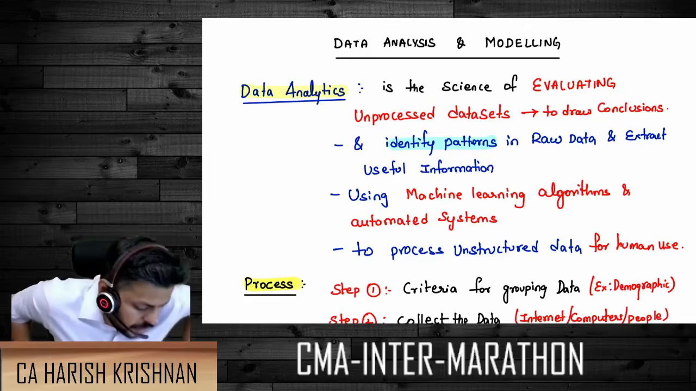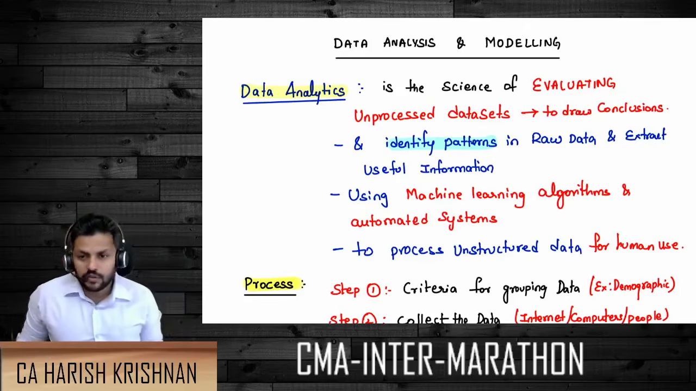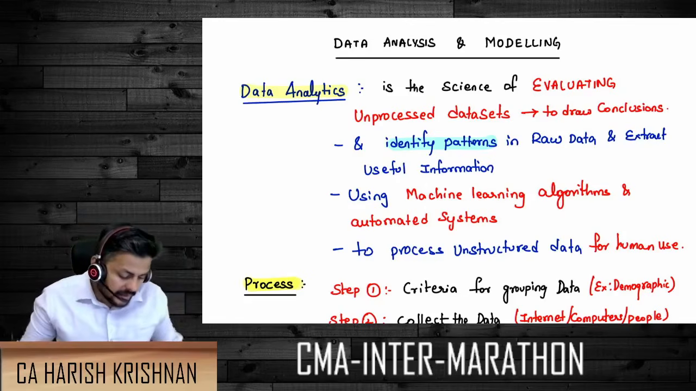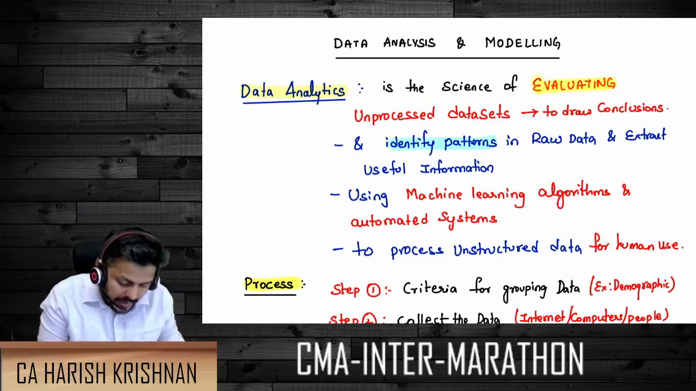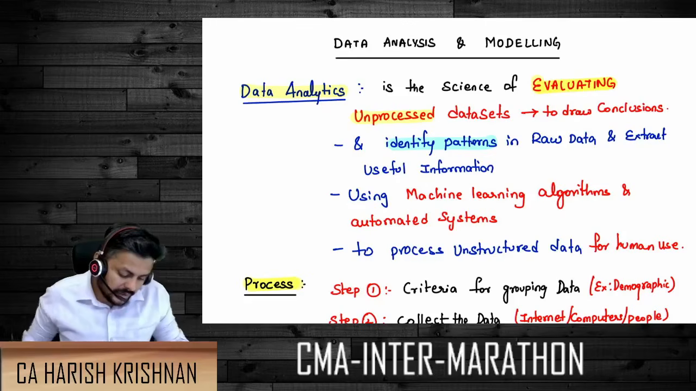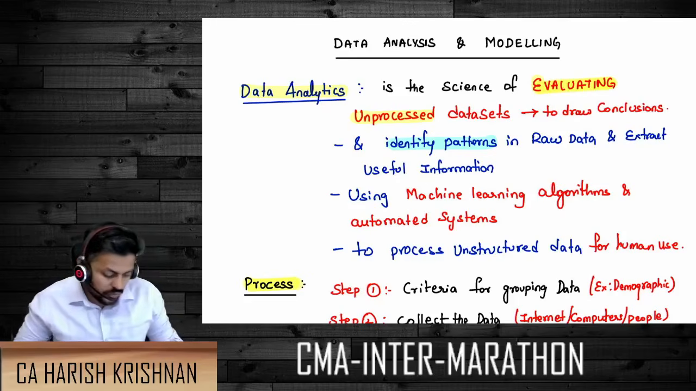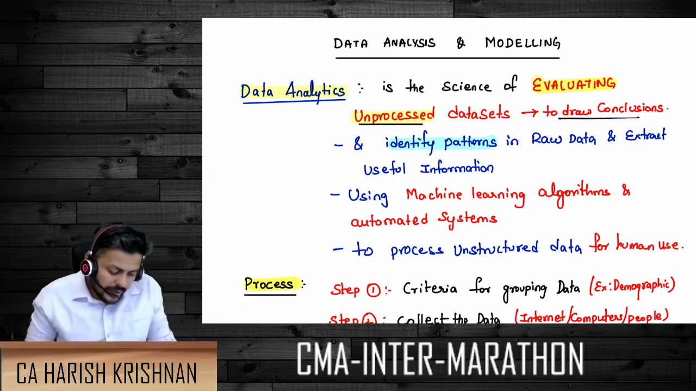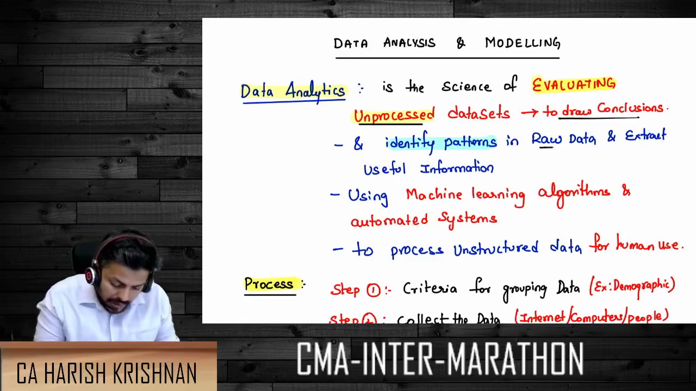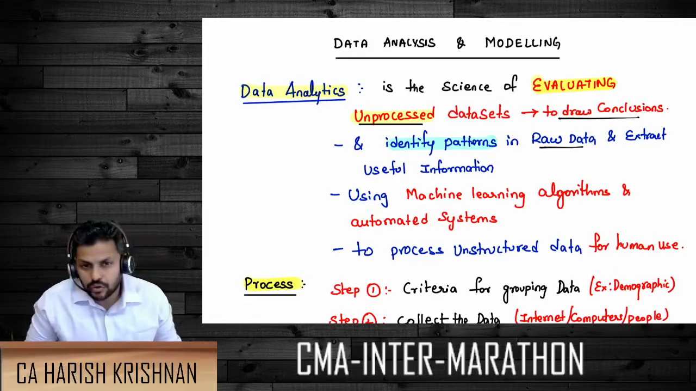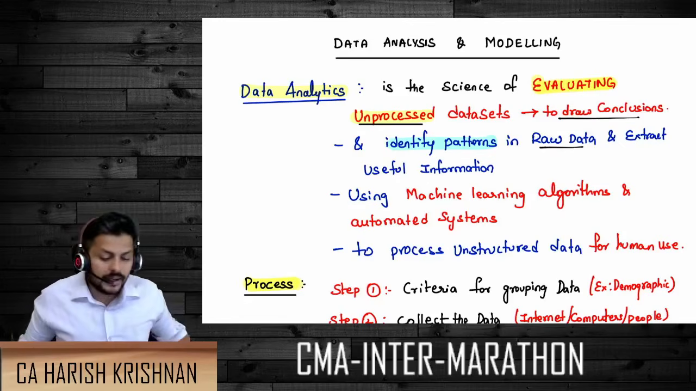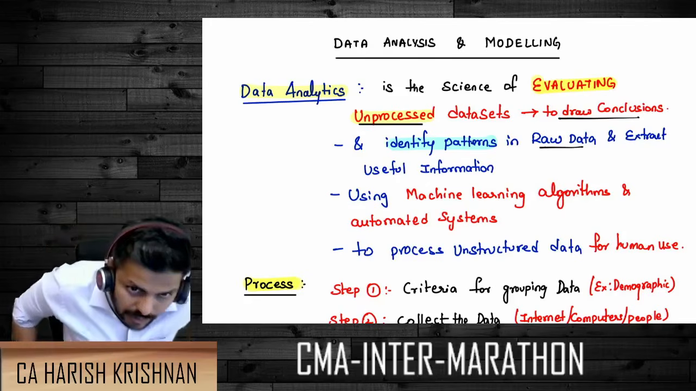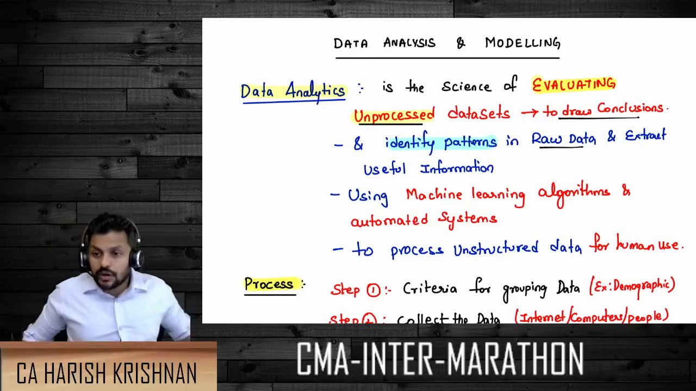Here we are first going to talk about what data analytics means. Data analytics is the science of evaluating unprocessed data sets so that you can draw conclusions and also identify patterns in the raw data and extract the useful information. One more time, you have a lot of analytics to make and extract the data, which is exactly what we are talking about through the concept of data analytics.